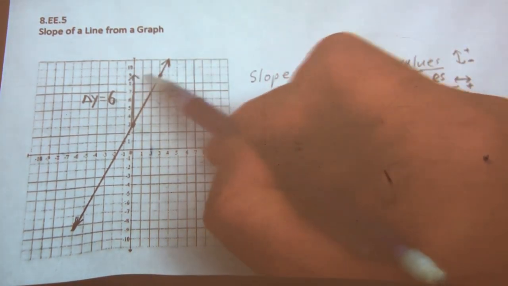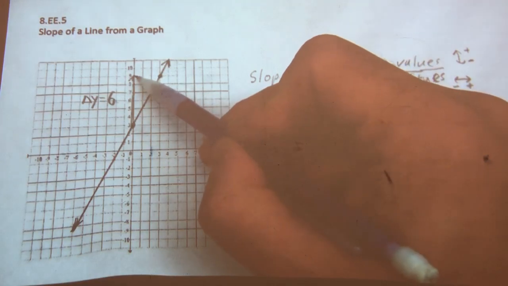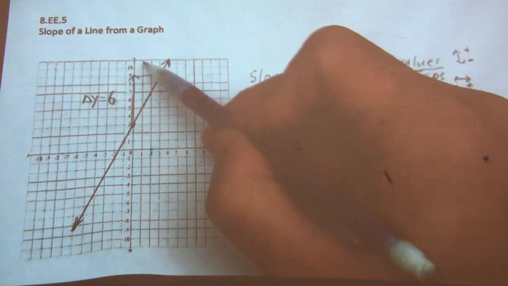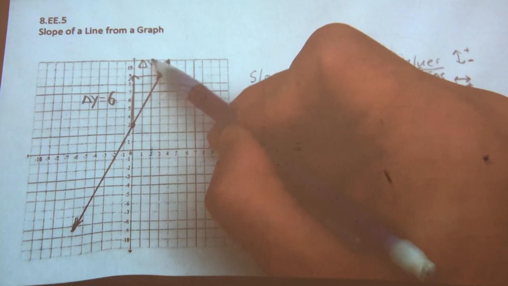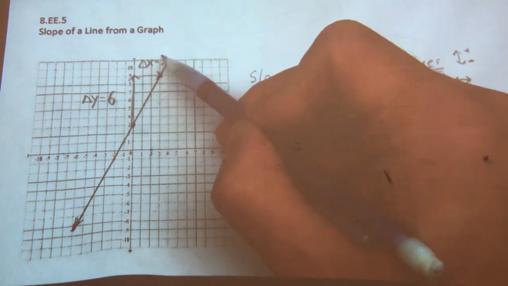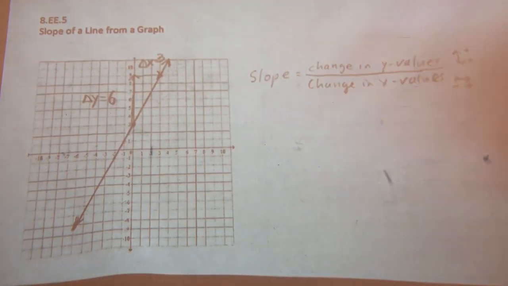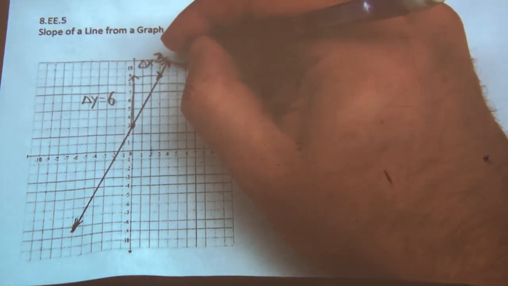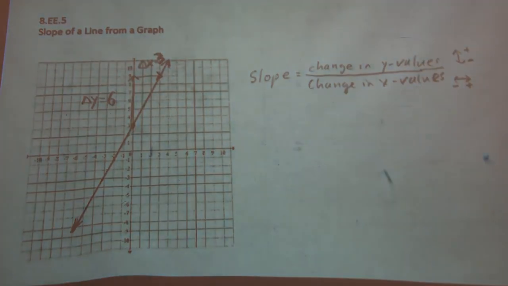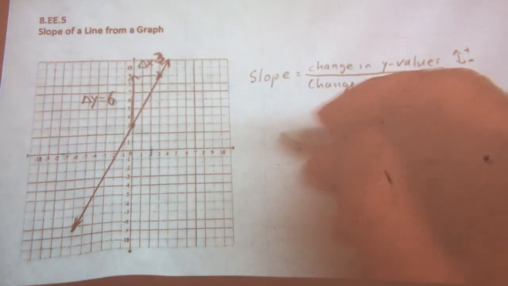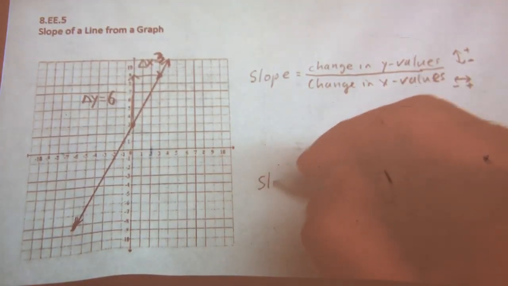And then however far we have to go to the right to reach our point, we go over 3. So we could say our change in x, or we write that delta x, is 3. It's kind of squished there. Sorry about that. So our change in x is 3. I'll leave a space here. I'm going to write something there, but I'll come back to it.